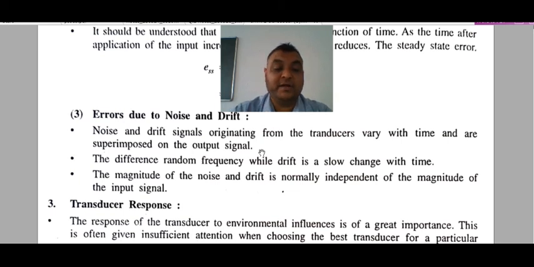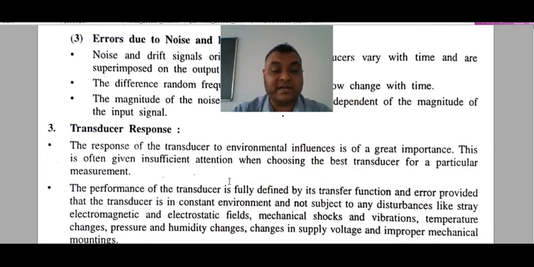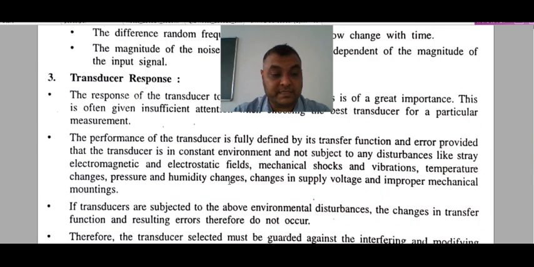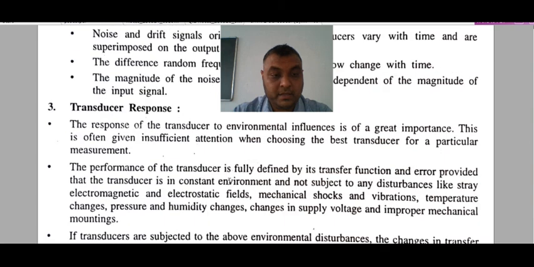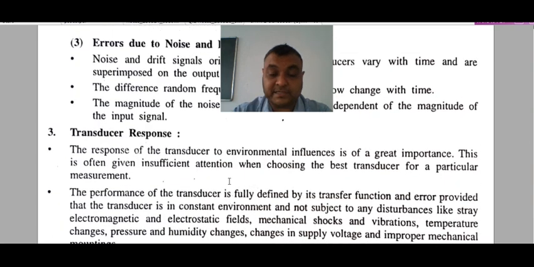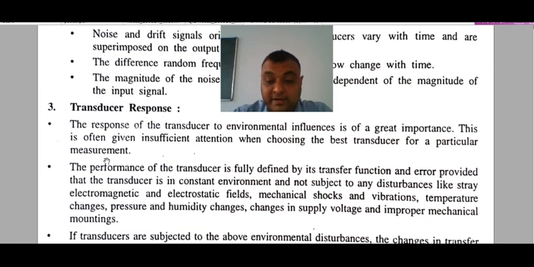Now the third one, that is the transducer response. It will be the last topic of today, students. After that we will finish this lecture.